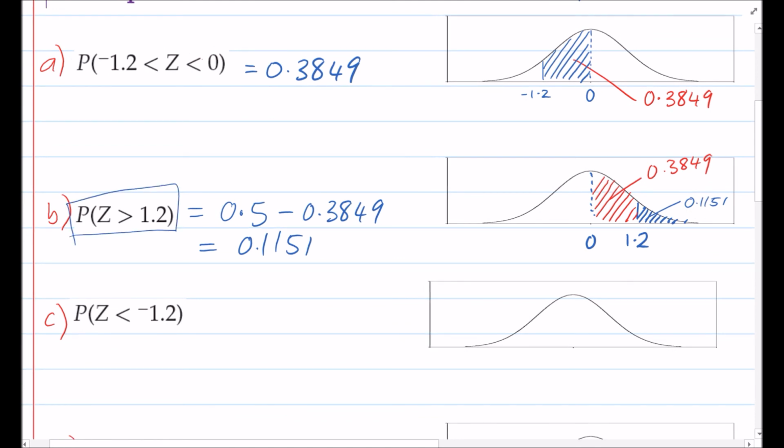Okay, well, we'll finish this video here, and in the next one we'll look at the next problems. But just remember that key fact that the area under the curve is 1, and the area on each half above the mean is 0.5.